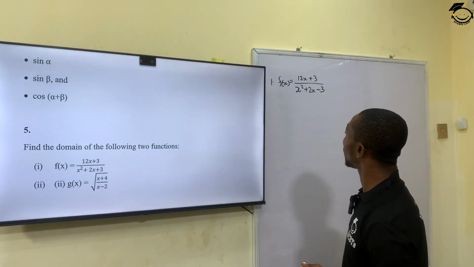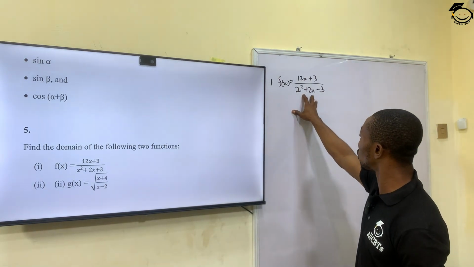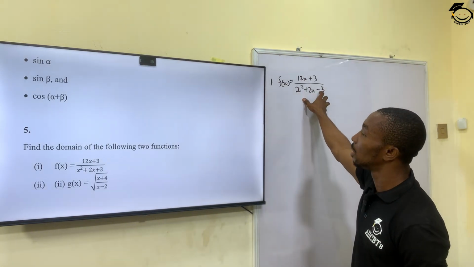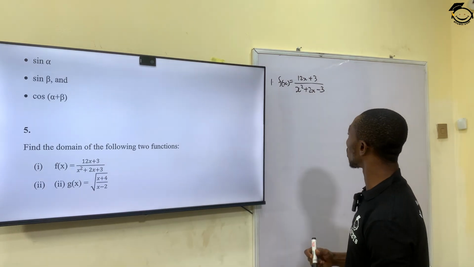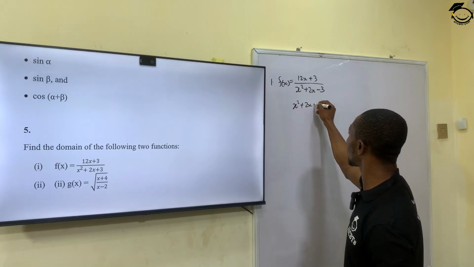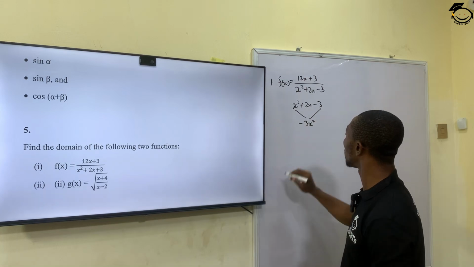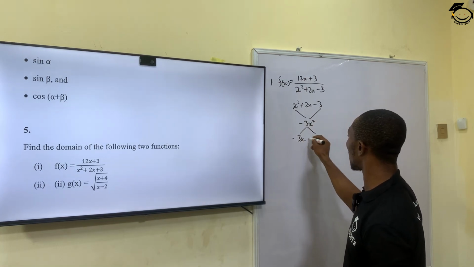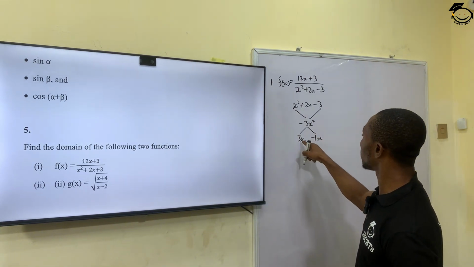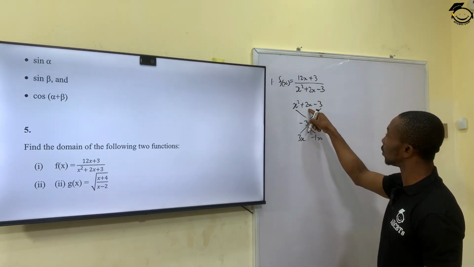Now, it is also important to remember that for us to find the domain of this function, it will be all real numbers except the roots of the denominator of our equation. So finding the roots, we have x squared plus 2x minus 3. Factorizing, we need two numbers, 3 and 1. 3 times minus 1 will give us minus 3, and 3 plus minus 1 will give us a positive 2.